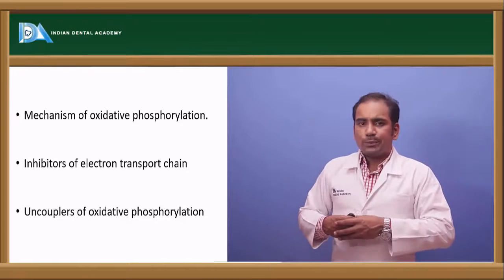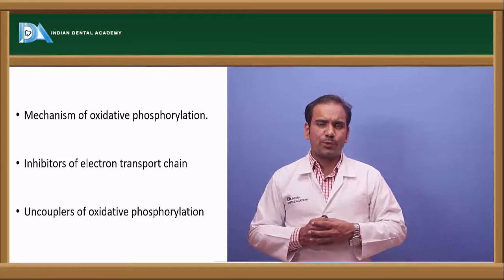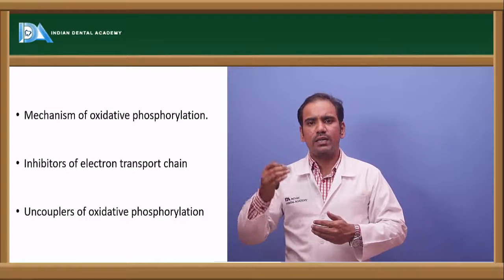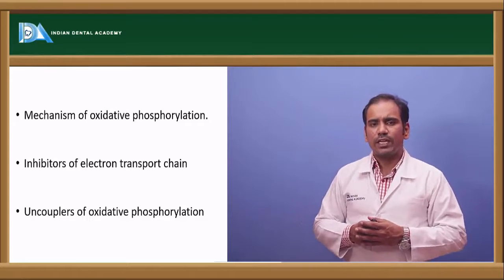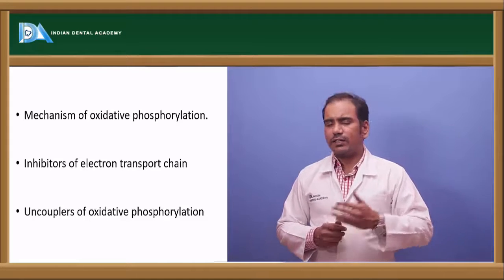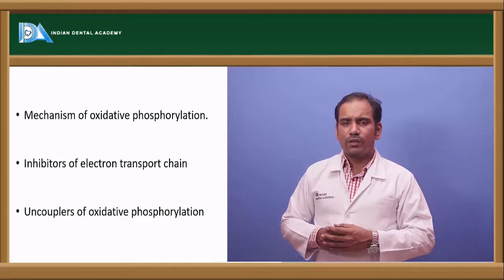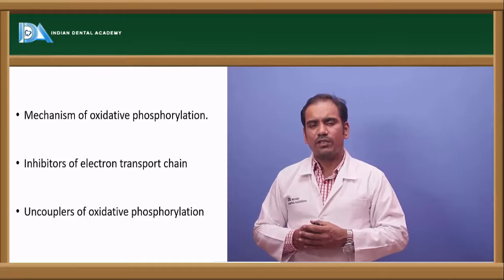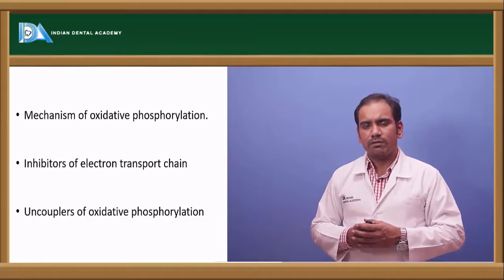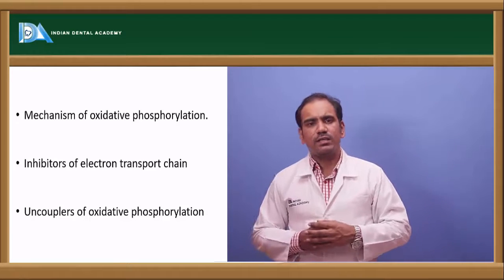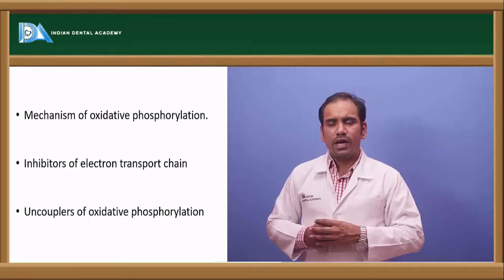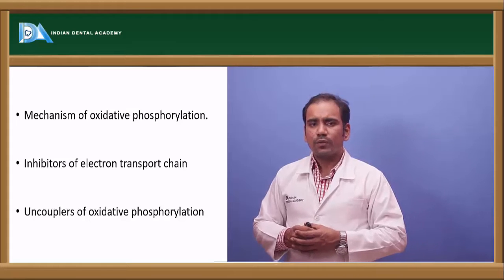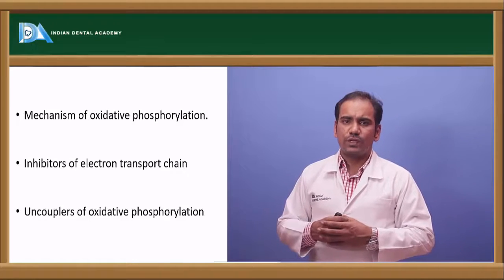Right? So there are some inhibitors of the electron transport chain which inhibit complex 1, complex 2, complex 3 and complex 4. Complex 1 is inhibited by the insecticide rotenone, and complex 2 is inhibited by carboxin, and complex 3 is inhibited by an inhibitor called BAL, British anti-lewisite, and complex 4 is inhibited by cyanide, carbon monoxide, hydrogen sulfide. So these are the important inhibitors which inhibit complex 4. So they prevent oxidative phosphorylation.